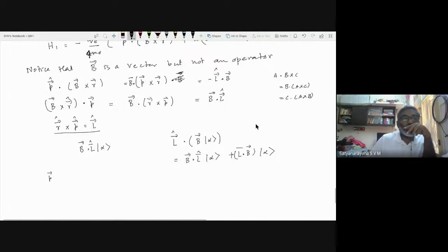Okay. So now I can write P dot B cross R as R dot P cross B, right? Or that can be written as B dot R cross P, correct? Yes. Okay, so this is fine.